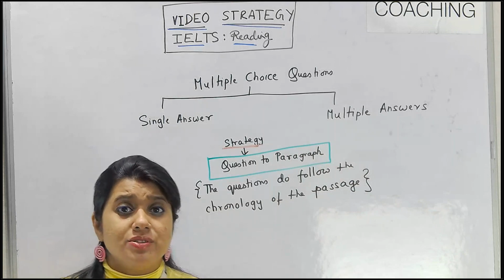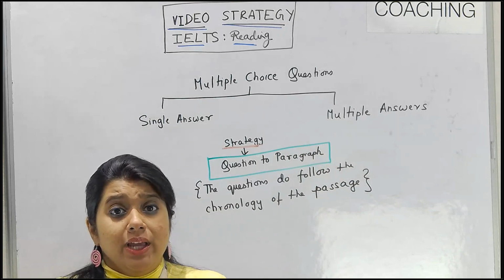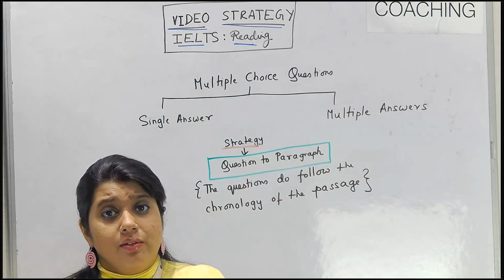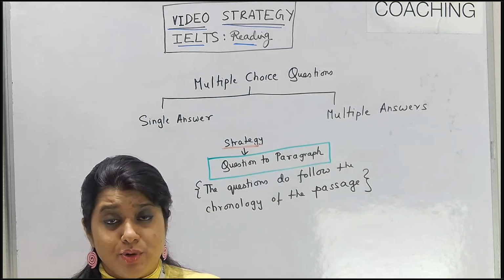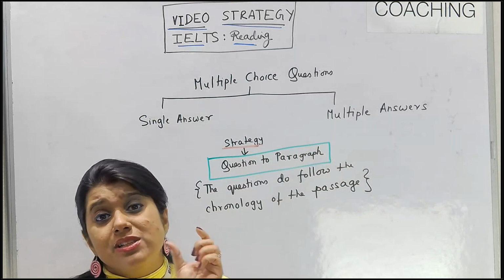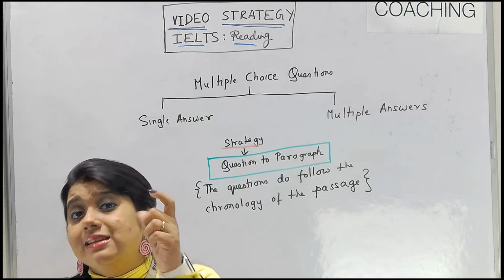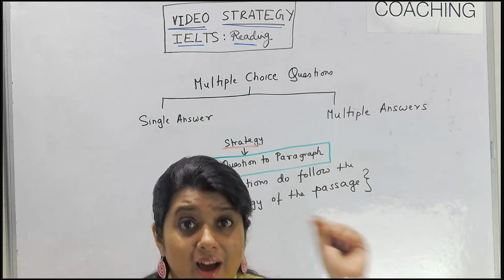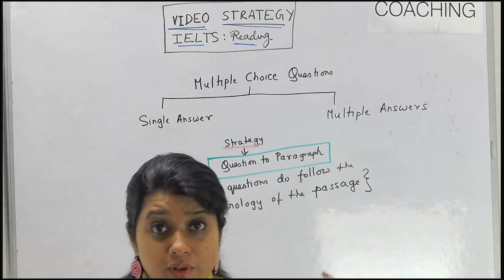Suppose the question is something like this: why do Japanese companies hire women? And there are four answer choices. This is known as multiple choice question, single answer, specific type. So you will read the question, underline the keywords or take note of the keywords.